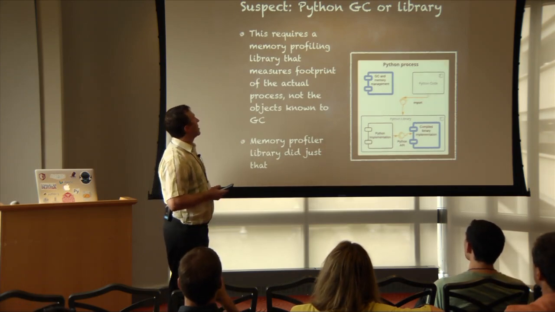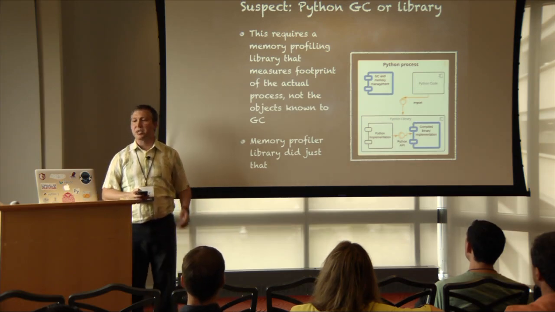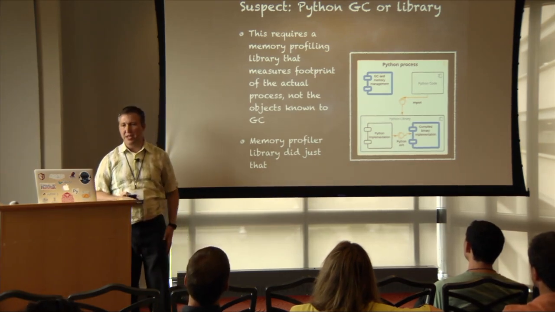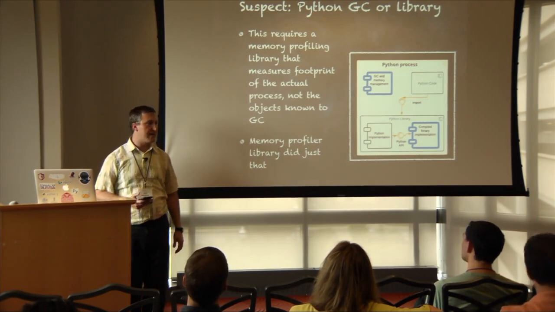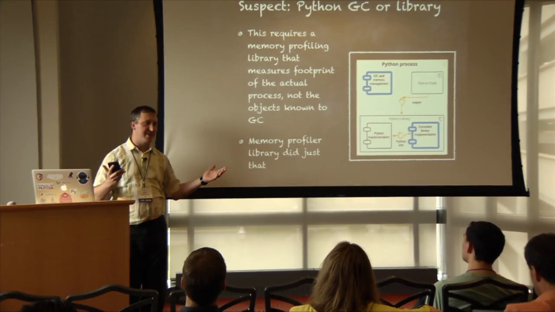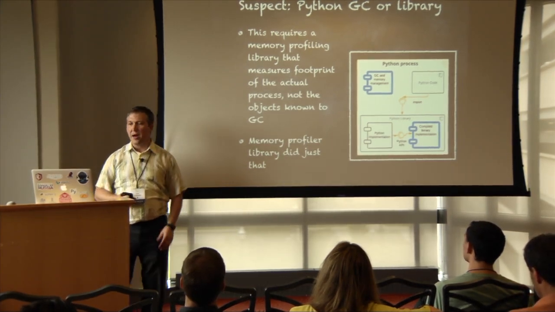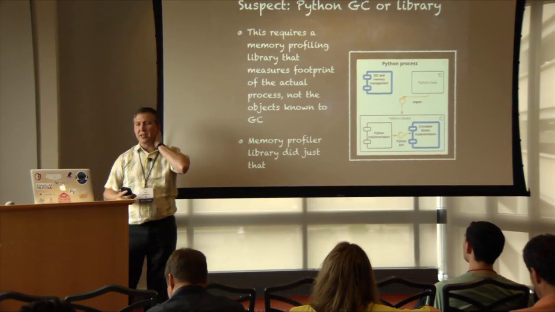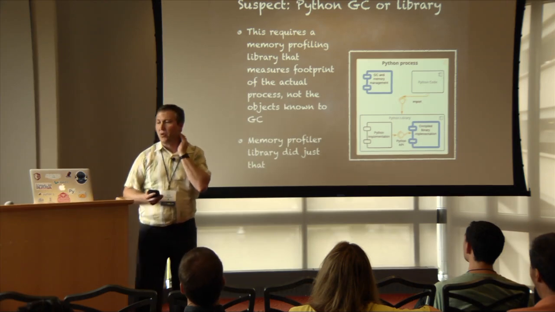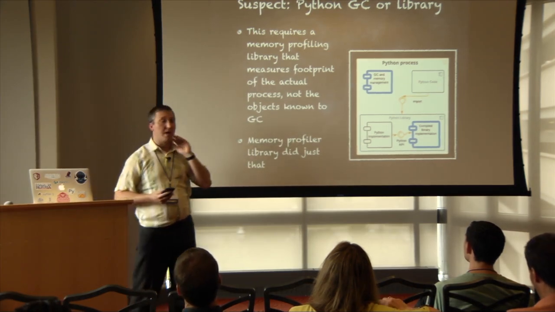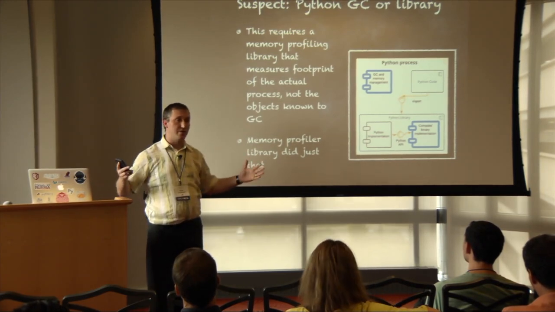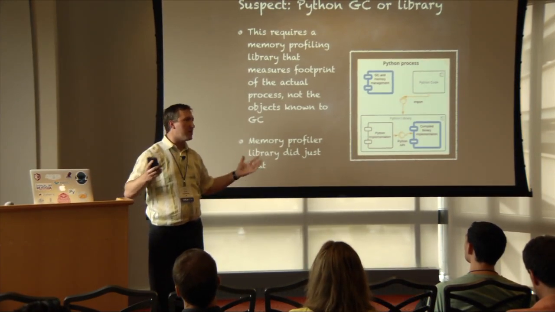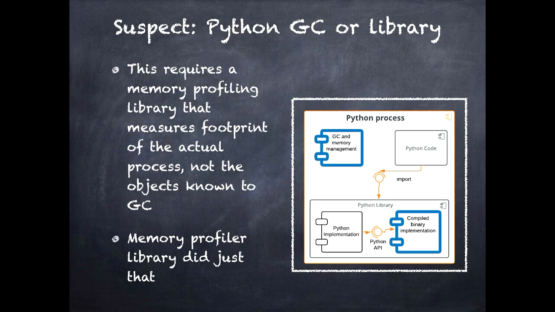So Python garbage collector library, looking into that scary place, we went into there anyways. You get to the point where you're like, I gotta do the next thing. This is the next thing. Let's do it. So this requires a memory profiling library that measures the footprint of the actual process, not objects known to the garbage collector. We really need to step on the outside, run something like top or something similar to that. Look from the outside at the size that the process allocates and whether it releases memory to the system or not. So memory profiler, that is another tool that exists.